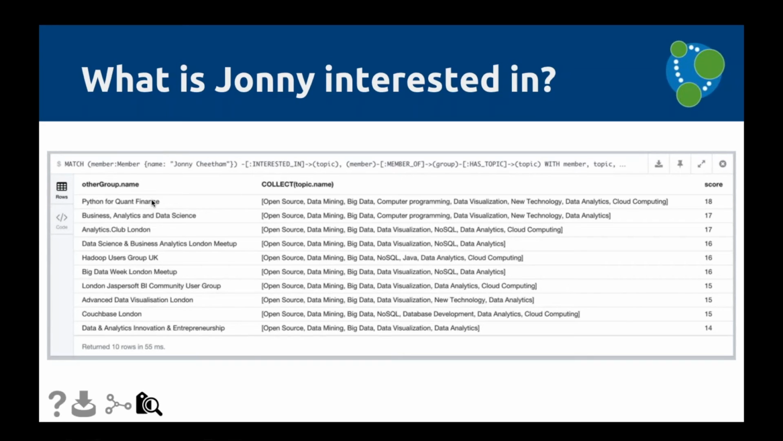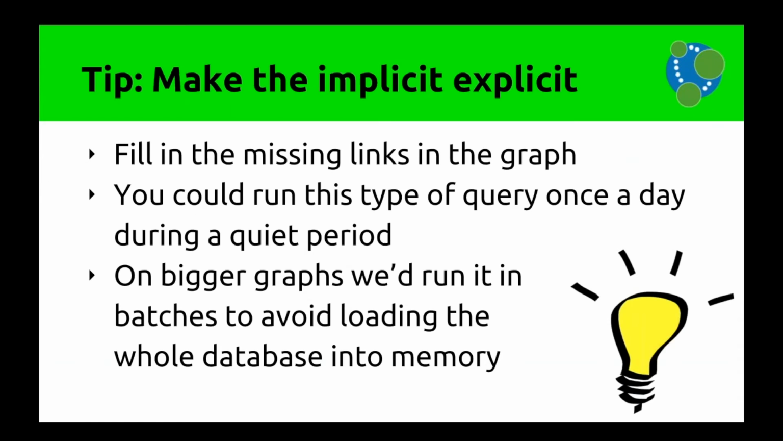And they're different than the ones that I have. So he's got Python for Quant Finance, the Analytics Club, and some BI ones as well. The tip here is that sometimes there are missing links in the graph, and this data isn't actually stored anywhere. The fact that Jonny's interested in those topics isn't on Meetup. He might not even think himself that those are the topics he's interested in. But we can work it out by looking at what other relationships he has.